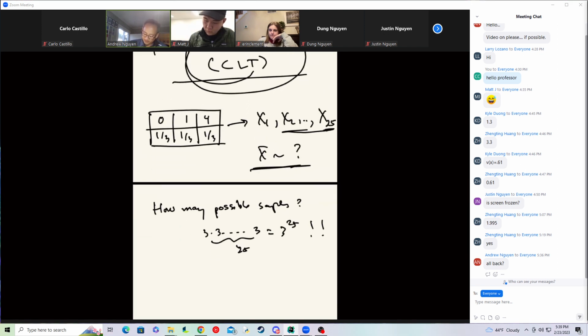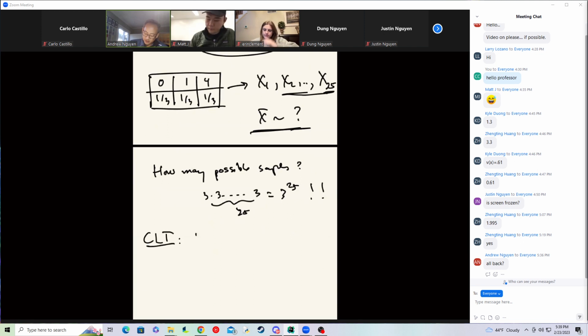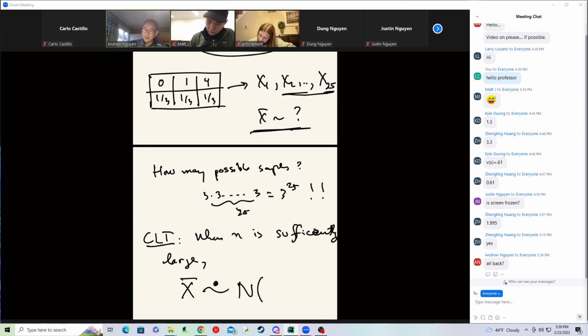So CLT says this. When n is sufficiently large, and actually, the larger the n, the better, that's what sufficiently large means, the distribution of X bar is approximately, so I put a dot on top of the tilde sign, it's not exact, it's an approximation, normal, with the mean being the mean of X bar and the variance being the variance of X bar.